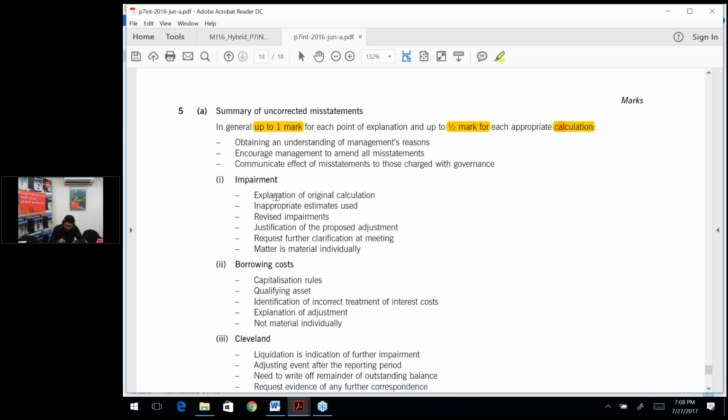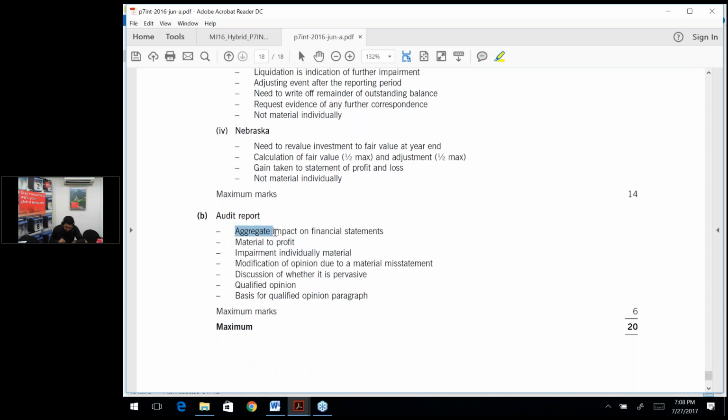For the impairment, it has given marks for explanation of the original calculation, inappropriate estimates, revised impairments, justification of proposed adjustment, further clarification, and the matter being material individually. So these are the things they have given marks for. Now the audit report. It says aggregate impact will get marks, material to profit will get marks, impairment individually material will get marks, modification due to material misstatement, discussion of whether it is pervasive or not, qualified opinion and basis for qualified opinion paragraph. So you see how they get the 6 marks.